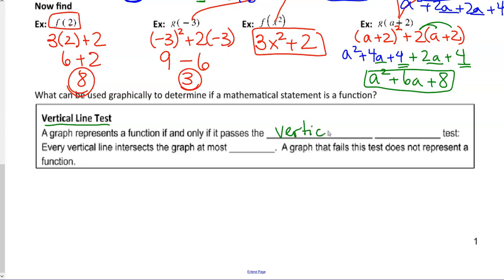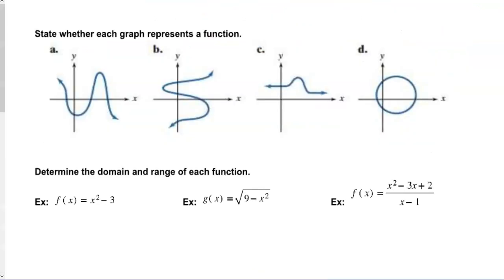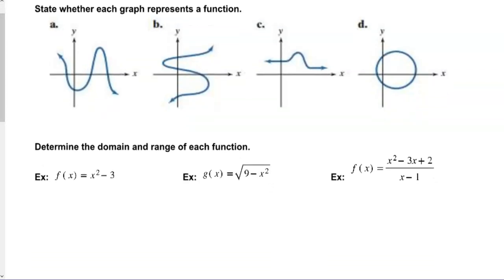And what that means is that every vertical line intersects the graph at most once. It cannot intersect it twice with any vertical line. If it does, then it fails to be a function. So let's move on to our second page. Given 4 graphs here, state whether each graph represents a function.